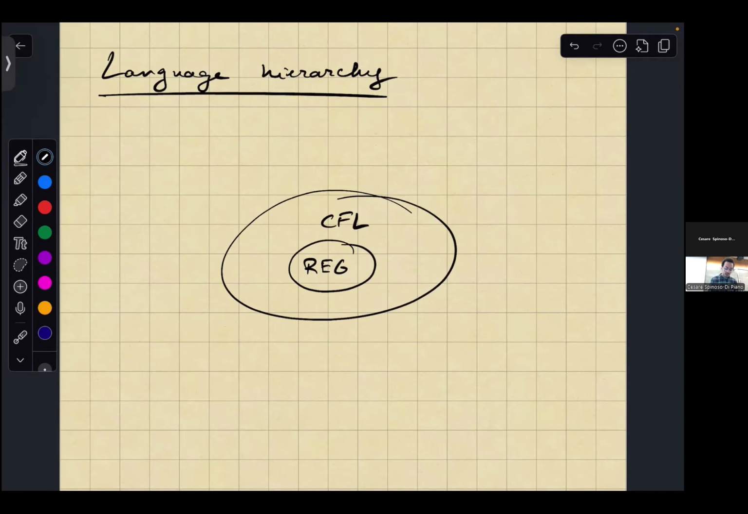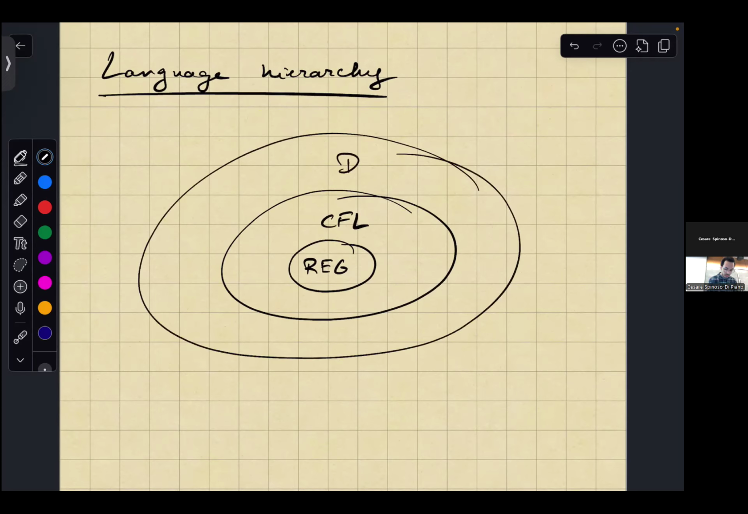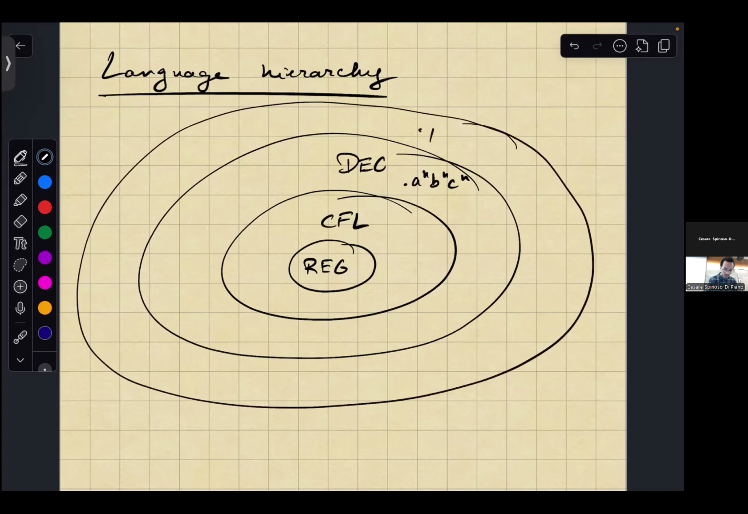And then outside the context-free languages, we have the set of decidable languages, right? So decidable languages include, for instance, something like a^n b^n c^n, right? We designed a Turing machine for something similar to this in the previous tutorial. And most of the languages that you can think of are in fact decidable. But there are some which are not decidable, but Turing recognizable. So that's why we have this being a strict subset, right?